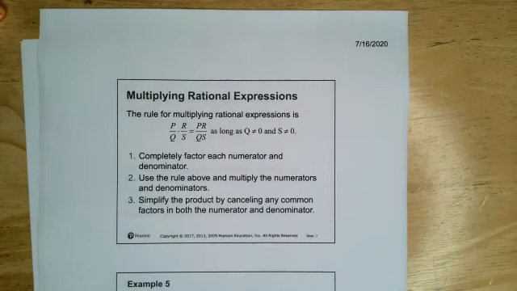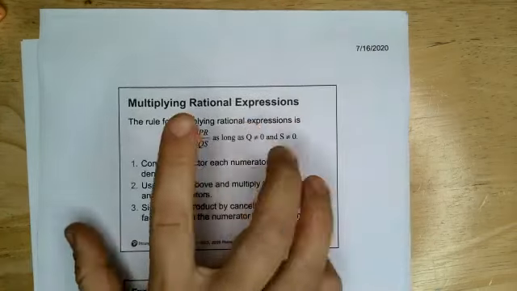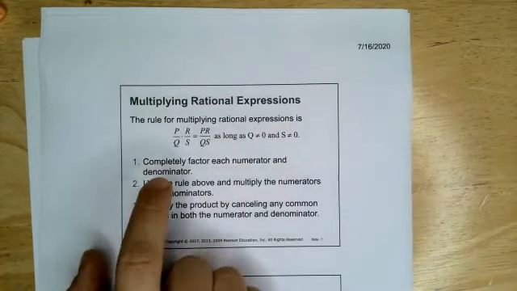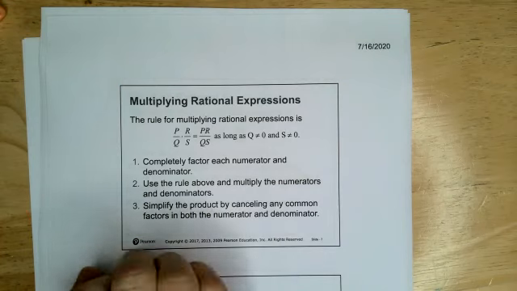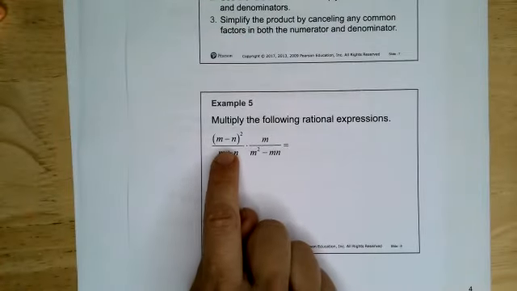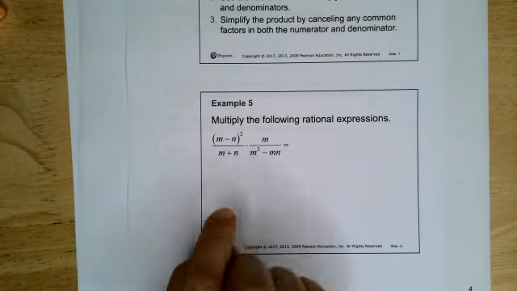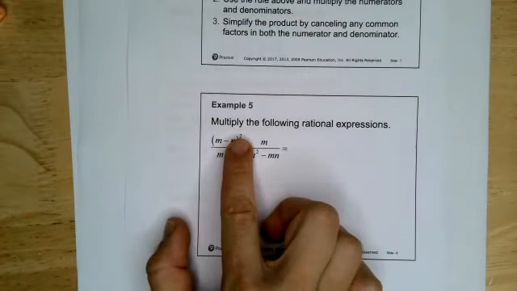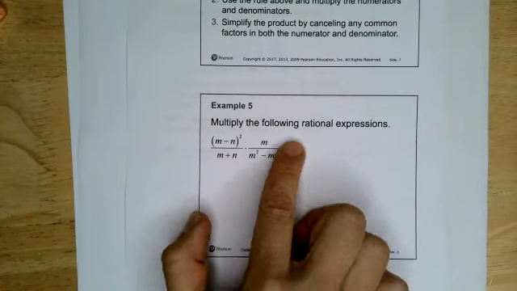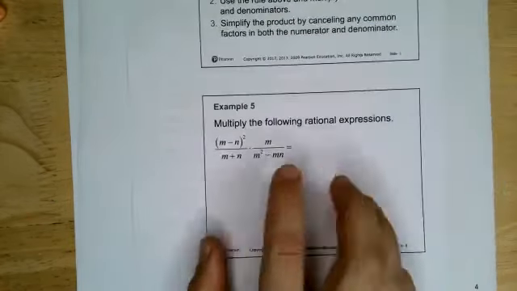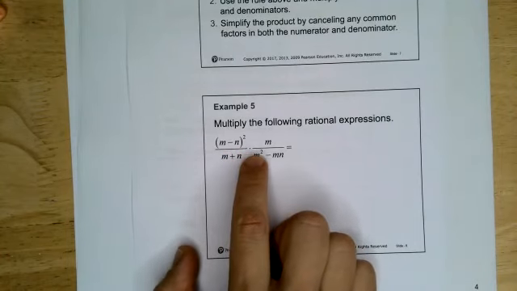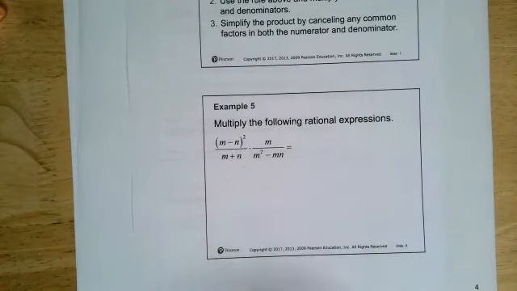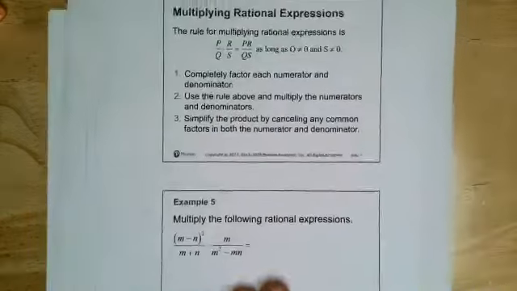Right. In order to multiply rational expressions, you want to factor the numerator and factor the denominator, okay? If we're trying to simplify this, you can take m minus n times m minus n times m, and write all that out here, and then multiply m plus n in parentheses times m squared minus mn. But it would be better to factor whatever you can before you do the multiplication, okay?